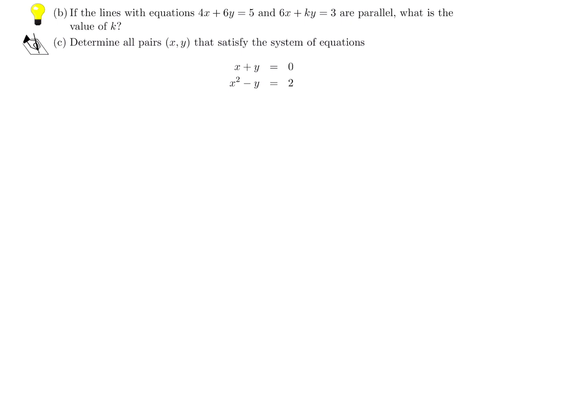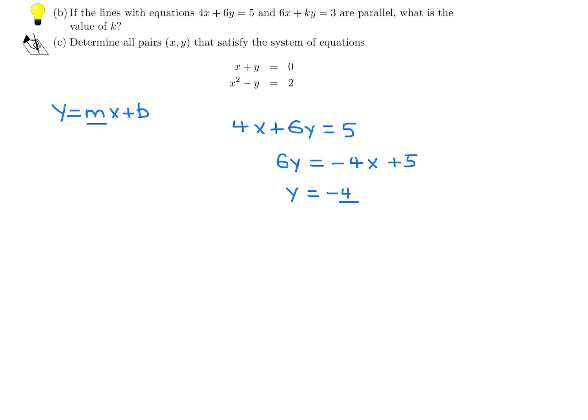If the lines with equations 4x plus 6y equals 5 and 6x plus ky equals 3 are parallel, what is the value of k? Two lines are parallel if they have the same slope, so we have to first get these lines into this format, y is equal to mx plus b, where m is the slope. So the first one is 4x plus 6y is equal to 5, and therefore 6y is equal to minus 4x plus 5, divide through by 6, and we get y is equal to minus 4 over 6 x plus 5 over 6. So this is the slope of the first line.